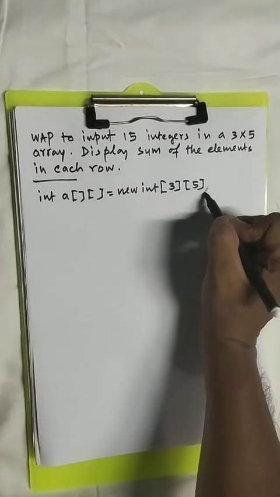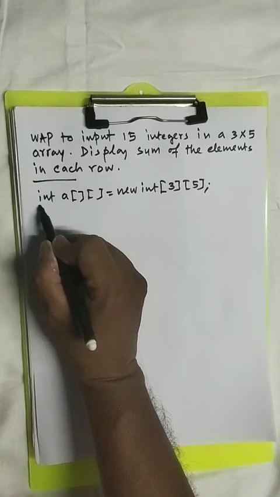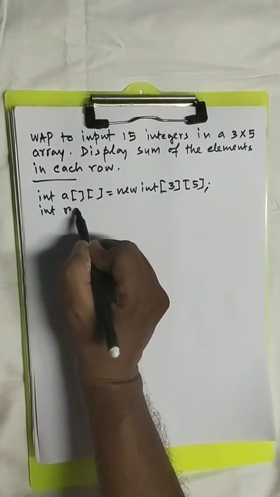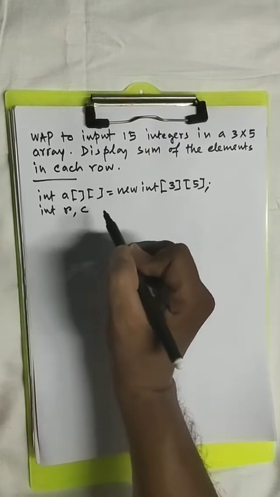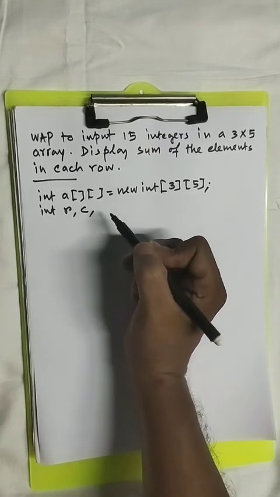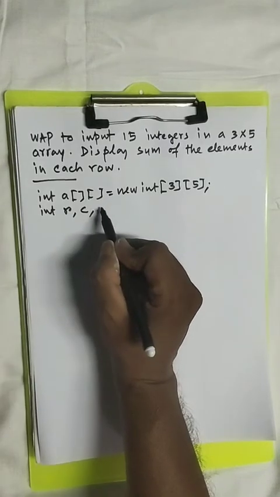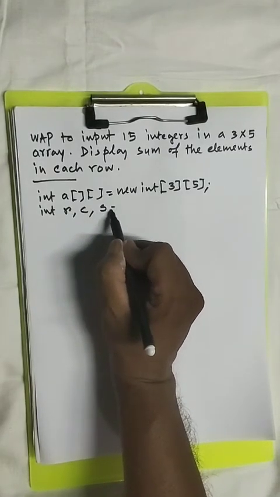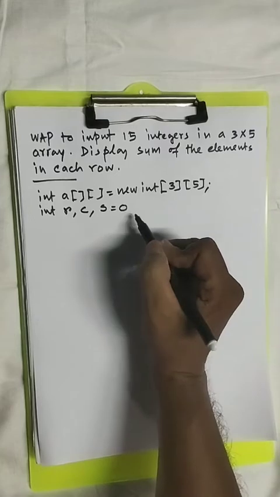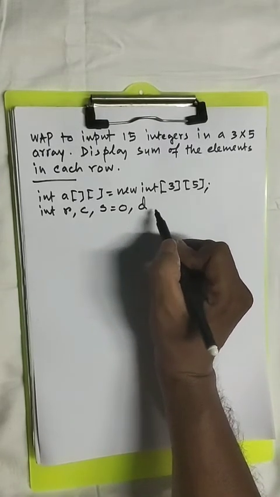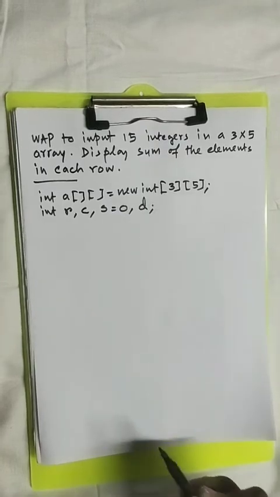We need more int variables, int r, c for row and column. Then I need s equal to 0 for sum. Then I need one more variable, say d, for taking input.